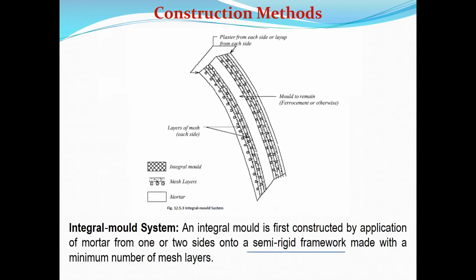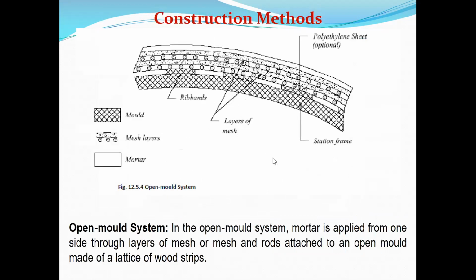Then you may have integral mold systems. Here you use a mold, and that mold remains. And on both sides of the mold, you use the steel wires and wire mesh, and the plasters are placed from each side, from both the sides. So this is called the integral mold system. Here the mold remains. And this is called open mold system.